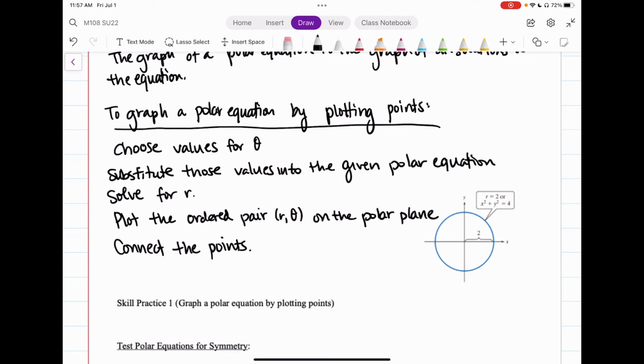To graph a polar equation by plotting points, choose values for theta, substitute those values into the given polar equation, solve for r, and then plot the ordered pair r, theta on the polar plane, and then you connect those points. Essentially, you are creating a table of values just like you would in the rectangular coordinate system.